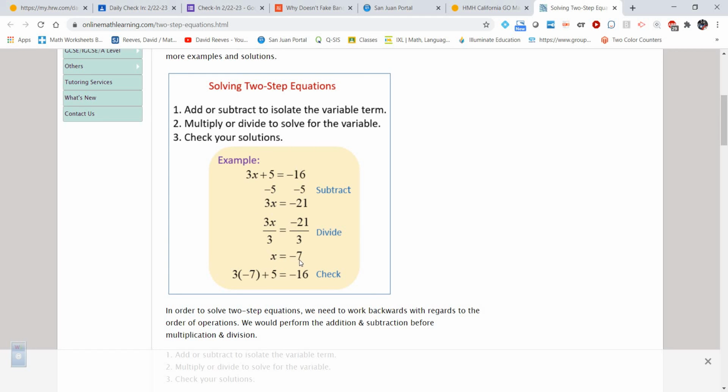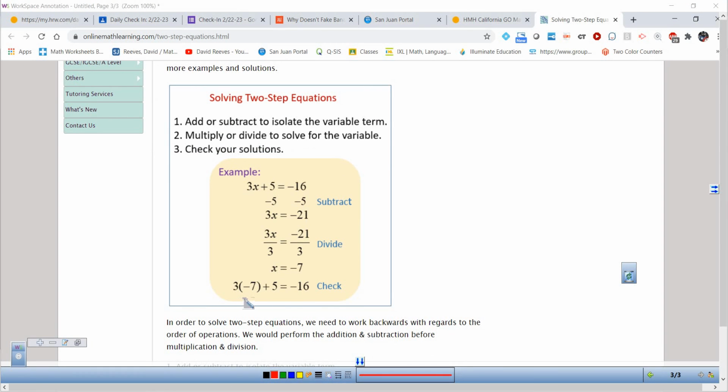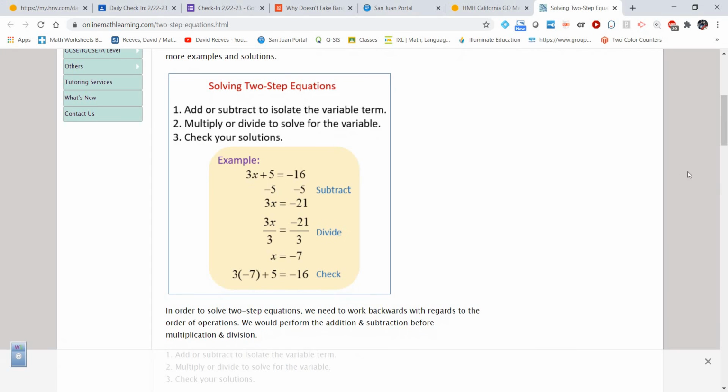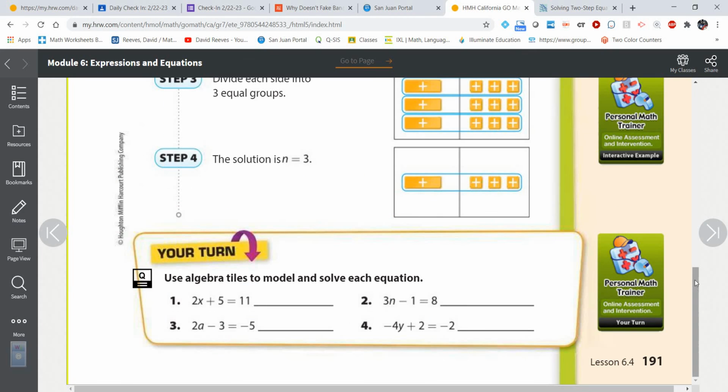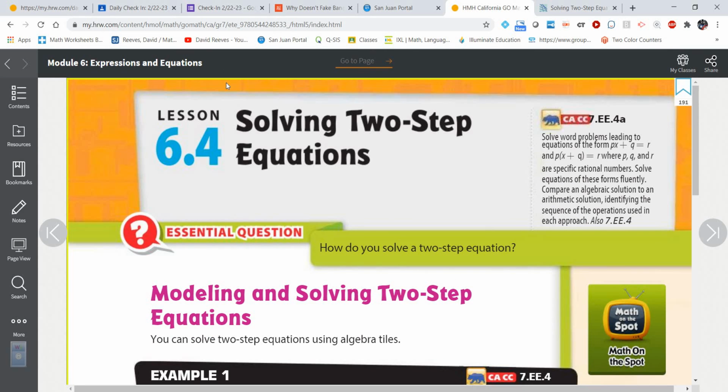Like here, they got x as negative 7. They put that negative 7 back into the original equation. 3 times negative 7, they didn't show it, but 3 times negative 7 would be negative 21. And negative 21 plus 5 does indeed equal negative 16. It checks. All right, so I think solving two-step equations is probably something that most of you have seen before and probably aren't going to have too much trouble with.